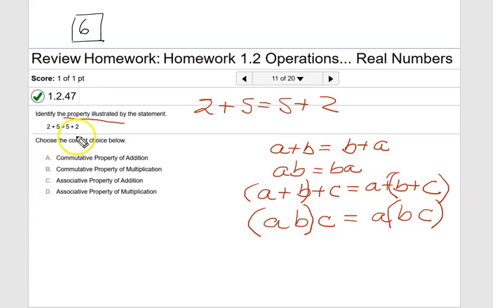Which one is illustrated here? Well, quite obvious, it would be A, the commutative property of addition. And again, you're going to be able to use your notes, and through the use of notes and study, hopefully it goes from short-term memory into long-term memory, and then being able to use this knowledge to make decisions.